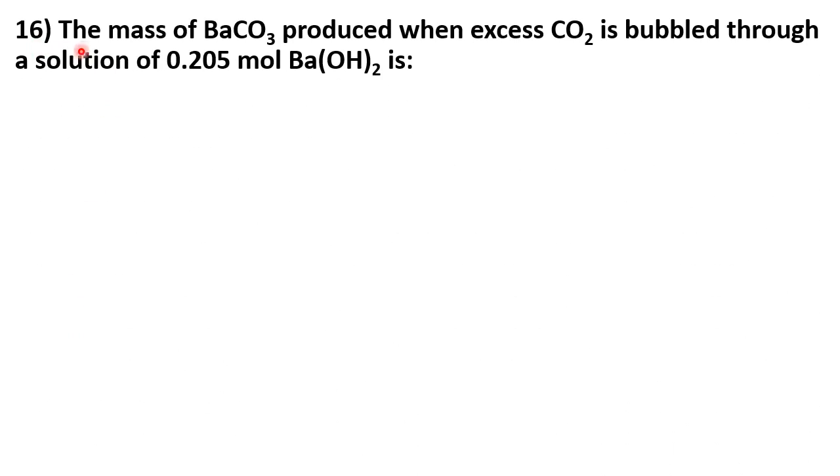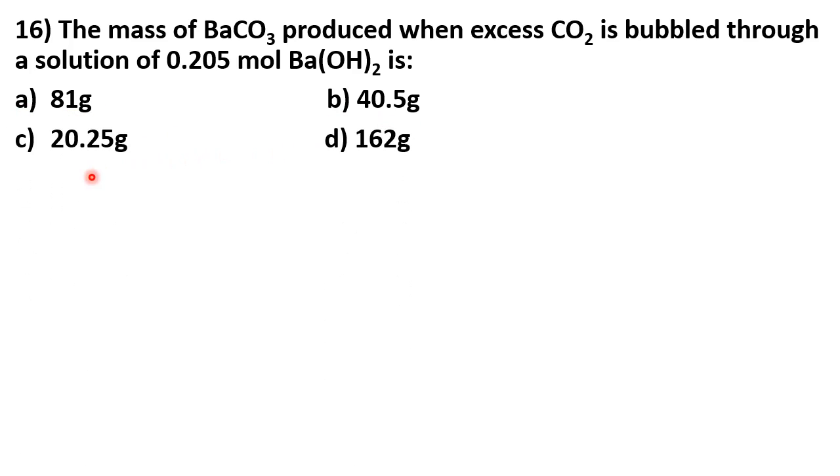Question number 16. The mass of barium carbonate produced when excess of carbon dioxide is bubbled through a solution of 0.205 mole of barium hydroxide is dash. Options are A 81 gram, B 40.5 gram, C 20.25 gram, D 162 gram.